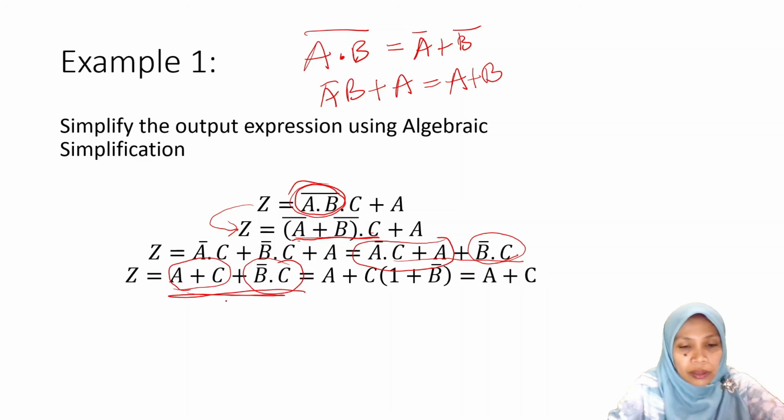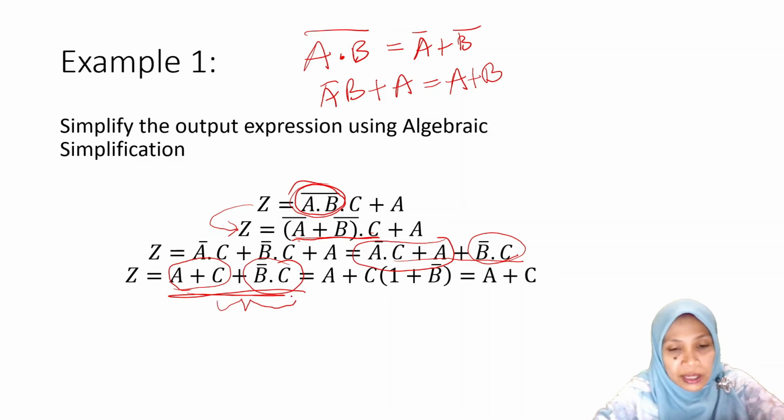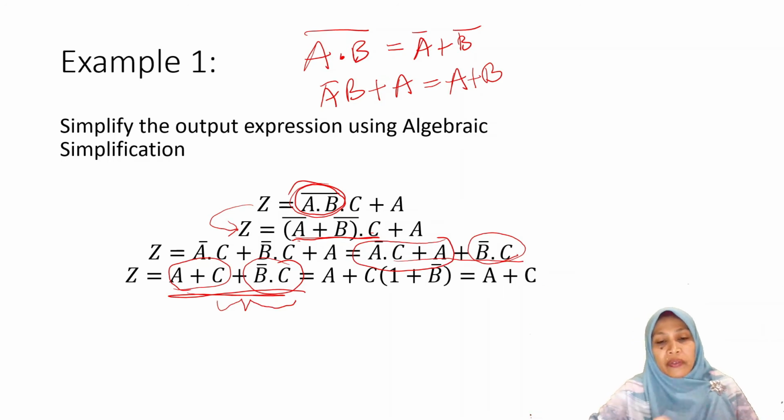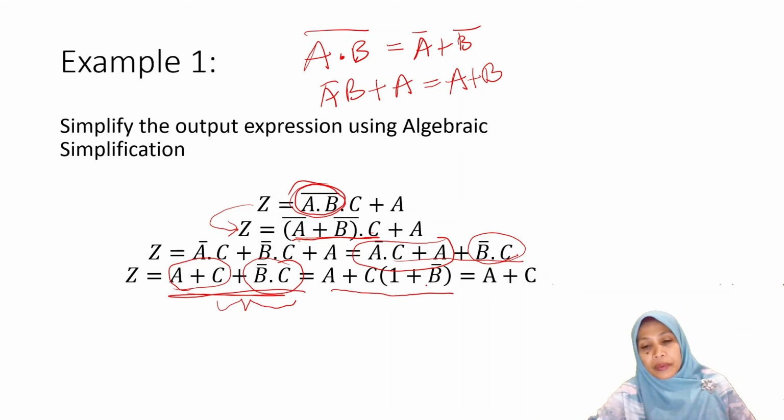From this equation we can factorize, because we have C plus B bar dot C. We can factorize the equation, bring out the C, and then we have A plus C dot (1 plus B bar). Refer to the Boolean theorem: anything ORed with 1 will be 1. So we have B bar plus 1 here, so the equation in the bracket will be 1. Alright, so finally we get the answer A plus C.